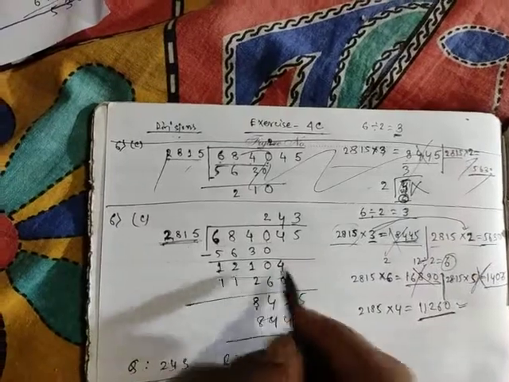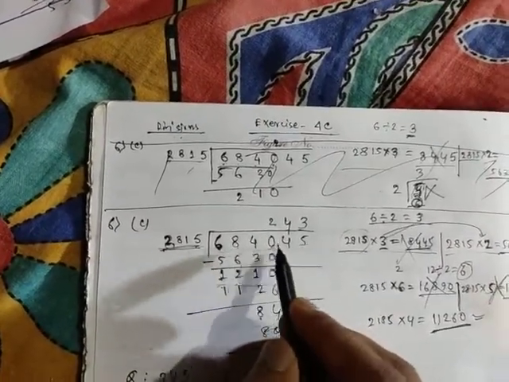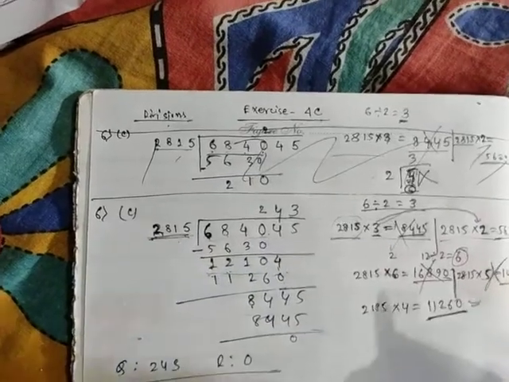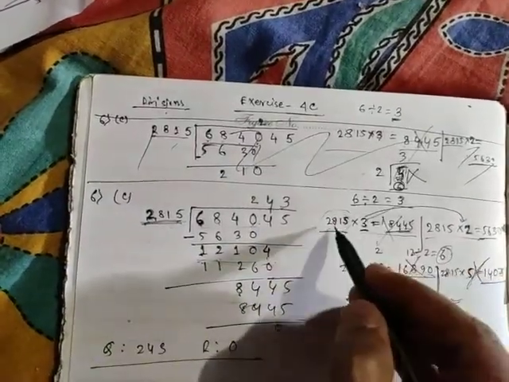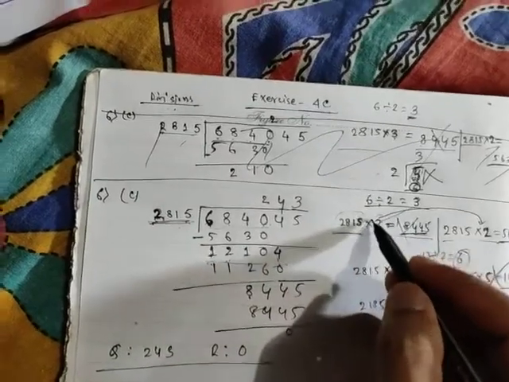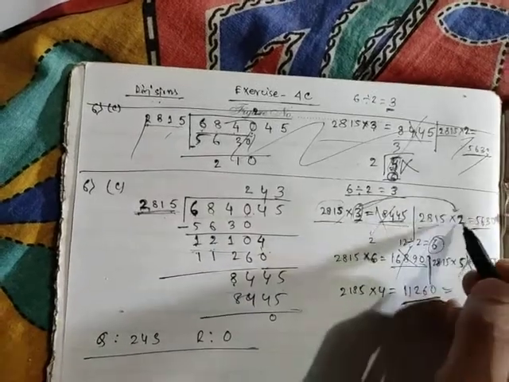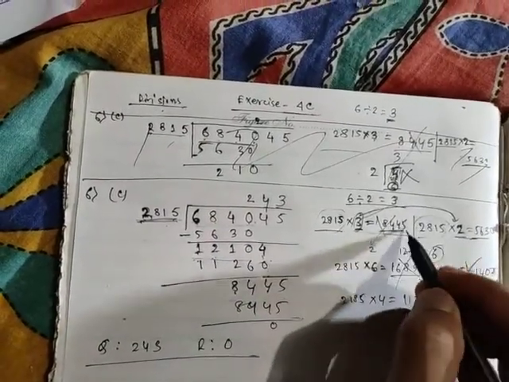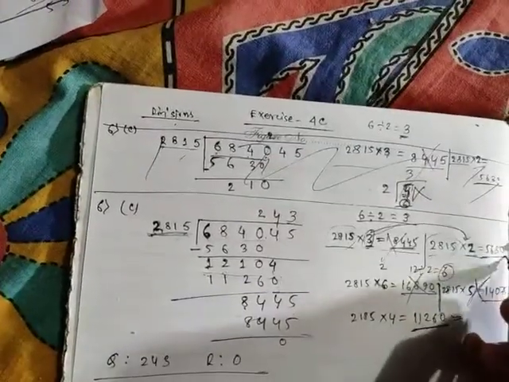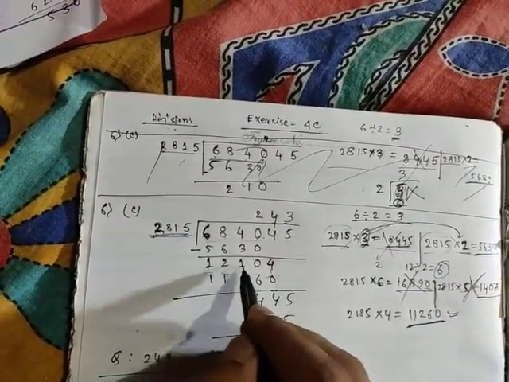So 8445 is greater than 6840, so it is not possible. Then what do we have to do? We have to multiply with the previous digit of 3. What is the previous digit of 3? It is 2. Now multiply 2 with the whole number. So now we get 5630. I put 5630, then subtraction gives 1210.